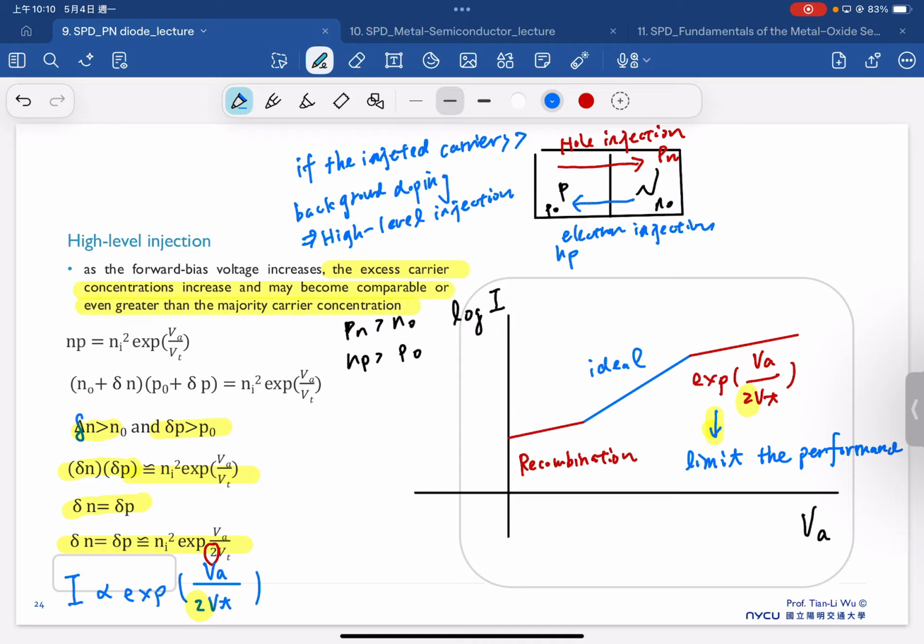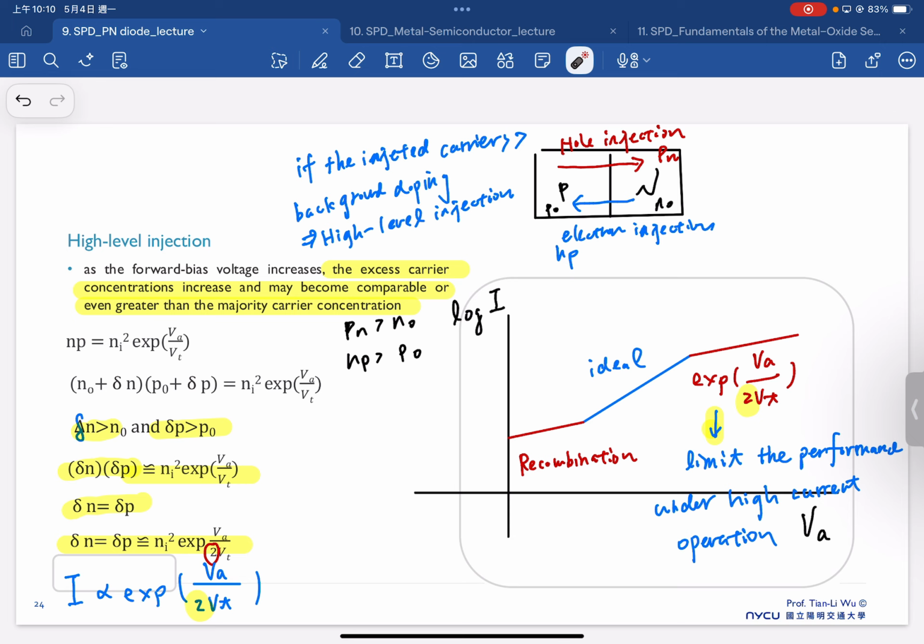Under high carrier operation, under the high current operation, ideally we want to have as high a current as possible, so we always expect it to show me here. But in reality, due to this non-ideal high-level injection, the slope will be changed. Therefore, we will see the current increase become slower and slower, due to this high-level injection.